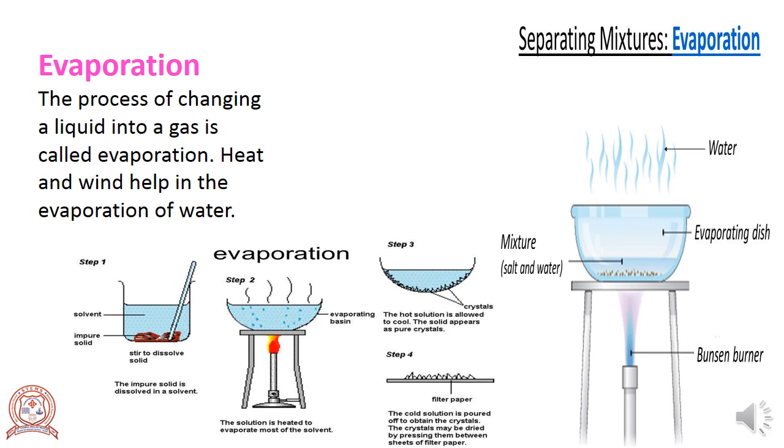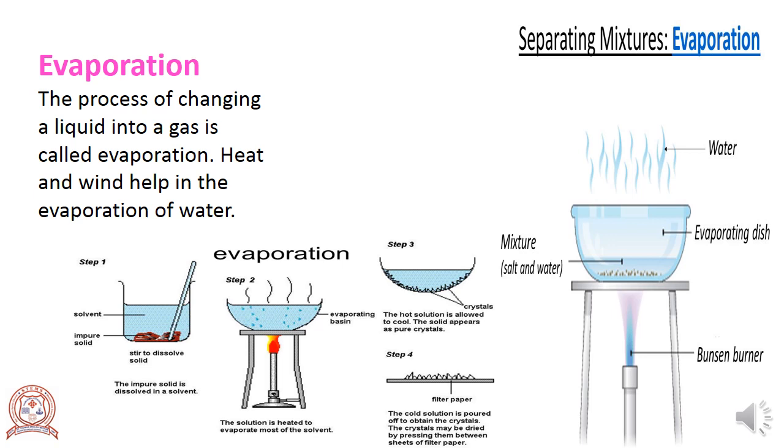In all the examples, we separated various components which are not soluble in water. Evaporation is used to separate solids dissolved in a liquid. The process of conversion of water into water vapor on heating is called evaporation. Evaporation of water takes place continuously wherever it is present. This method is used on a large scale to get salt from seawater.